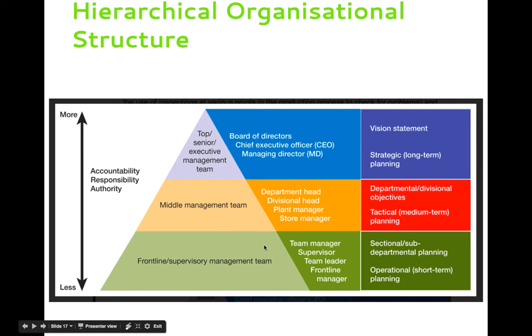So yet again, a good diagram. Don't just put a diagram in your notes. Make sure that you are explaining it. Okay, and this section here is more about the roles or the requirements of these people. Okay, so this is what they would do. This is what they're in charge of.